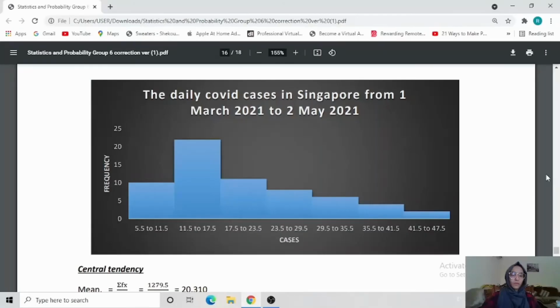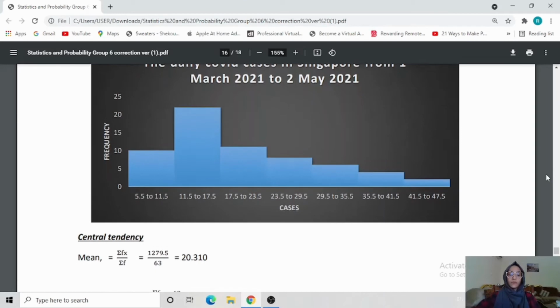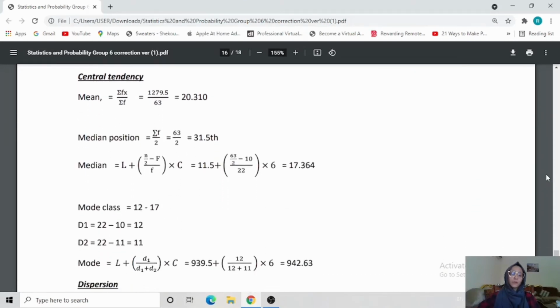Thank you. Next, I will explain the central tendency and dispersion in Singapore. First of all, I would like to explain the graph. The graph illustrates the number of days it takes to reach a certain number of COVID cases. In addition to that, each bar has a class width of 6 cases. Moving on to central tendency, I will start with the mean, which is equal to the sum of frequency multiplied by the number of cases, divided by the total frequency, equals 1279.5 divided by 63, equals 20.310.